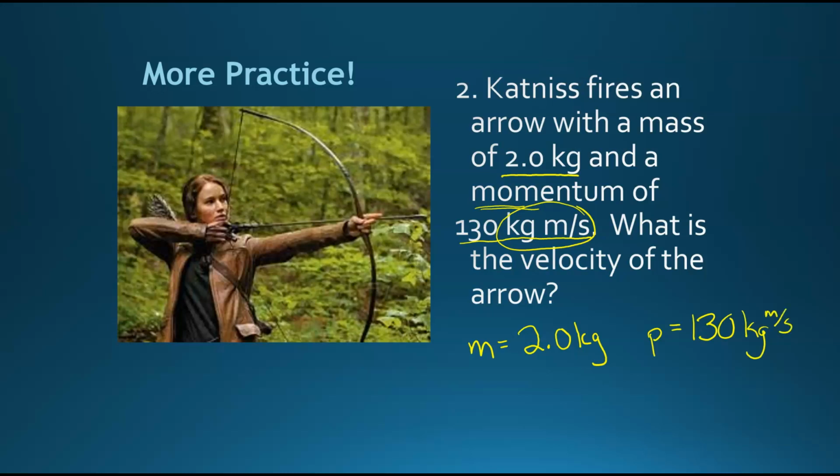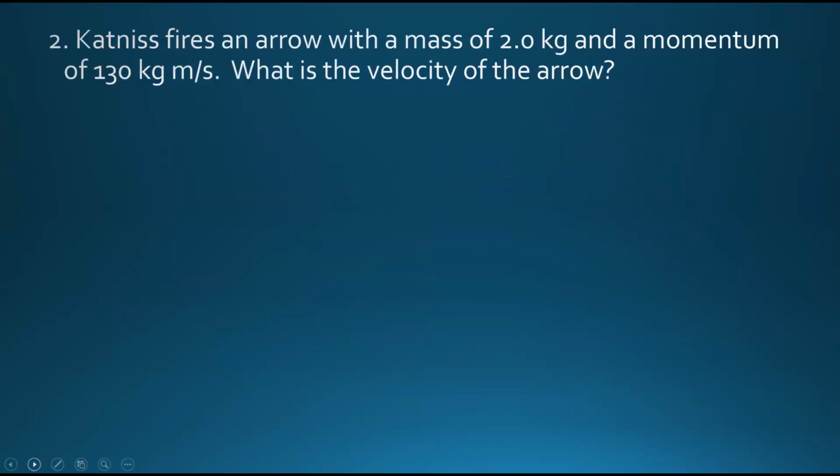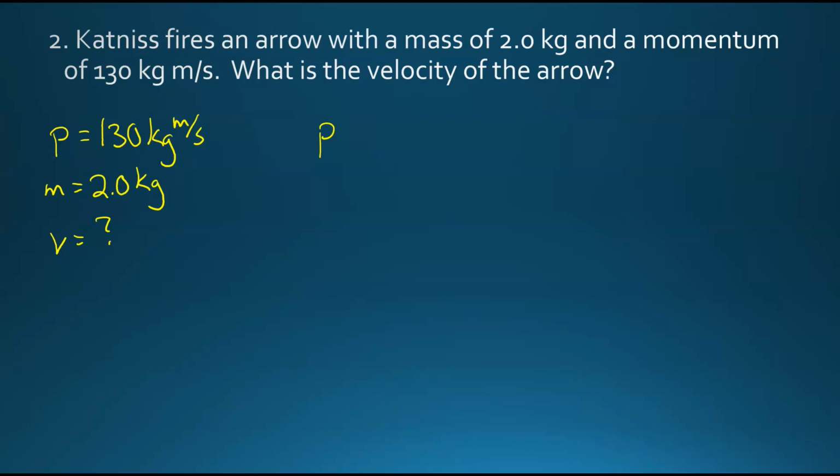So we're going to write that down. And the question asks us, what is the velocity of the arrow? So we're looking for v. We don't know what v is. So we're going to go through and use our givens, use this given information, and plug them in to our formula to solve it for v instead. So we have P equals m times v.